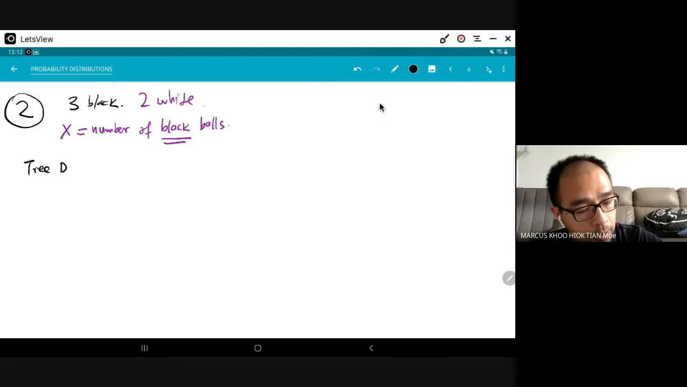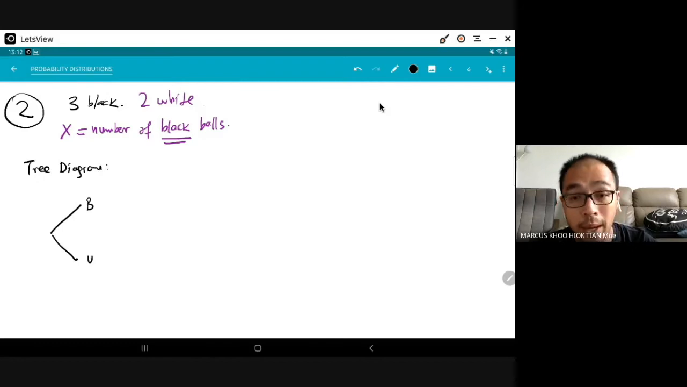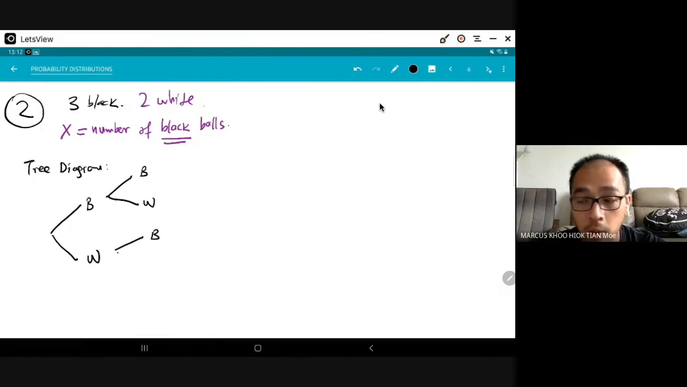Okay. The tree diagram will look as follows. The first time, there are only 2 possibilities. You either draw a black or you draw a white. Okay? Second time, the same thing. You either draw a black or white, or you draw a black or white. Okay? And then it says 2 balls only.